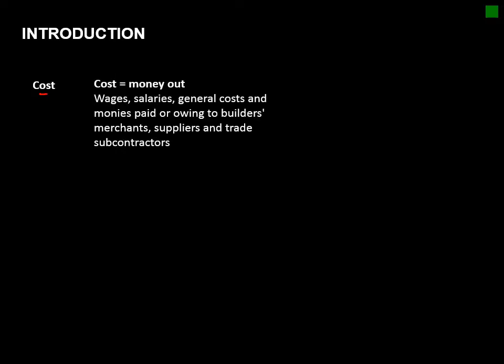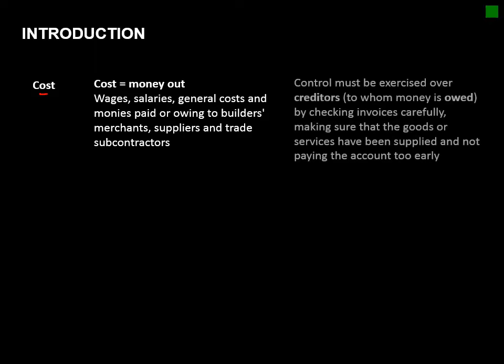So firstly we look at cost, and cost is basically your money out. So it's salaries, wages, general costs, merchants, supplies, etc. And control must be exercised over your creditors to whom money is owed by checking invoices carefully, making sure that the goods or services have been supplied, and not paying the account too early.